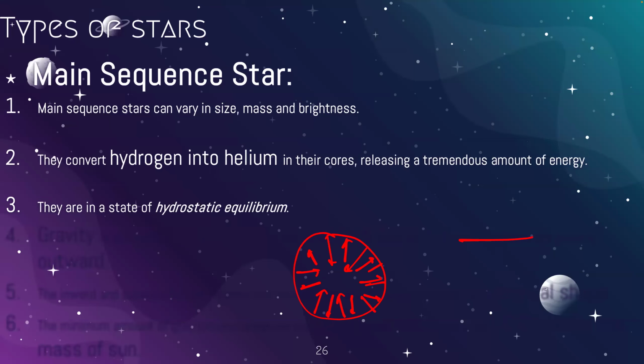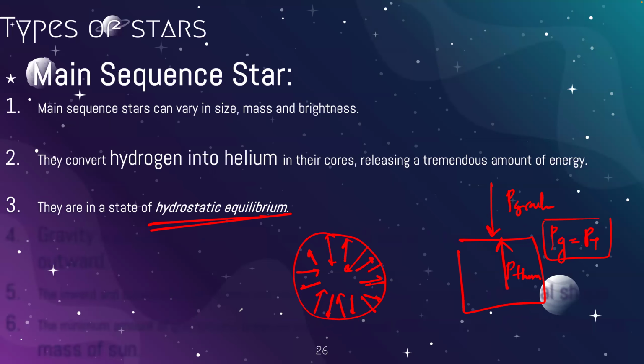So, if this is the star, what is the pressure in the outward direction? It is the thermal pressure in the outward direction. What is the pressure in the inward direction? It is the gravitational pressure in the inward direction. If your gravitational pressure is equal to thermal pressure, we call that condition hydrostatic equilibrium.